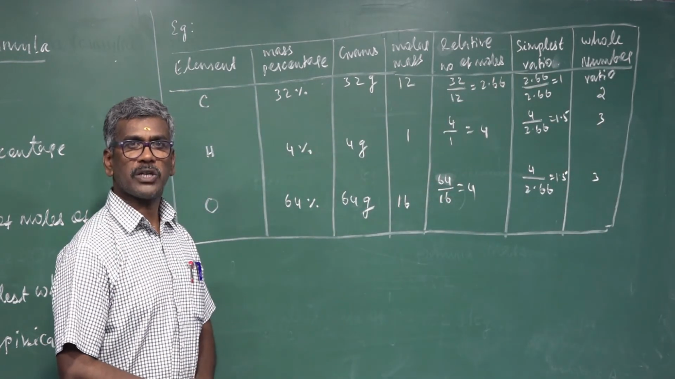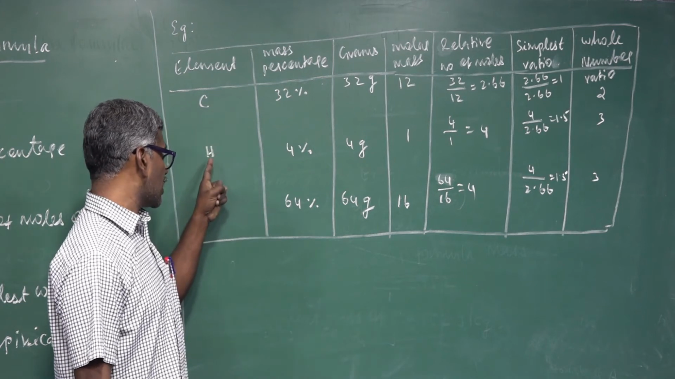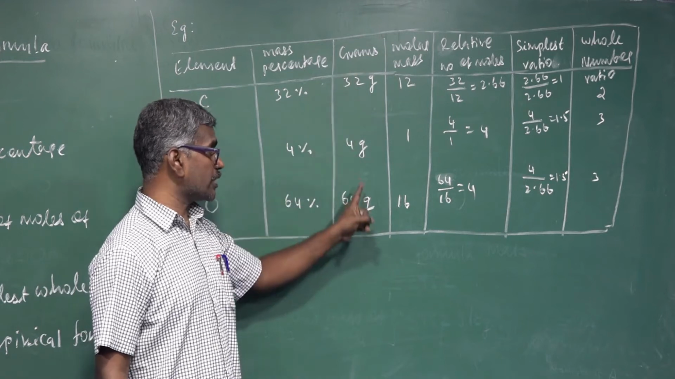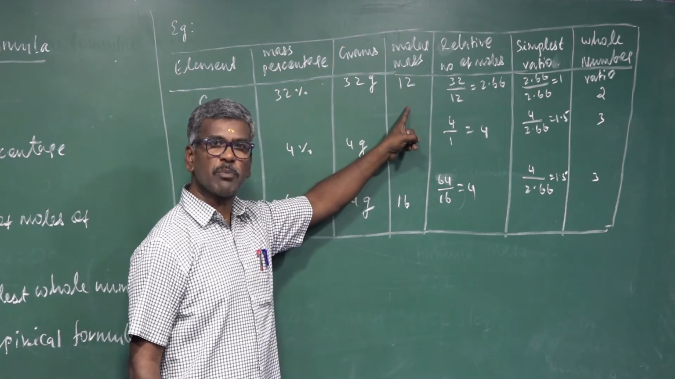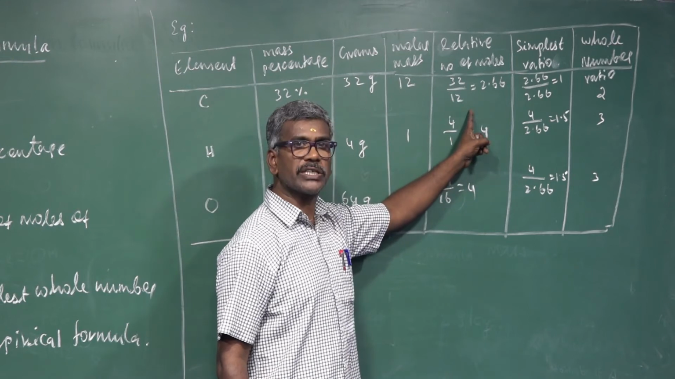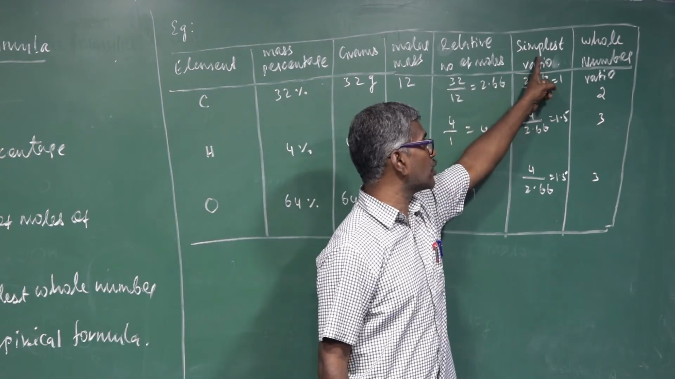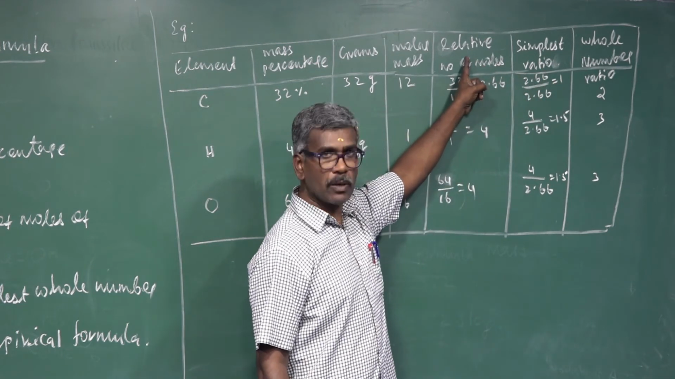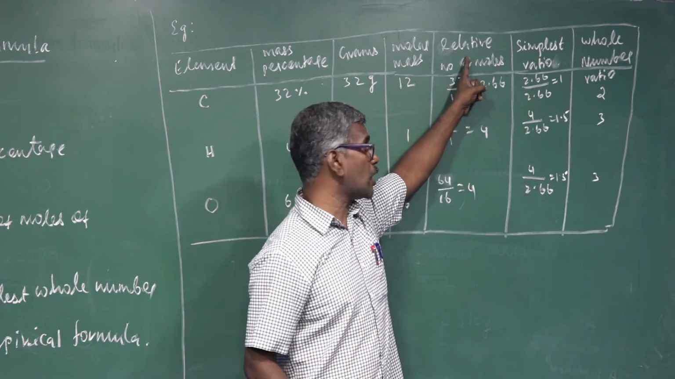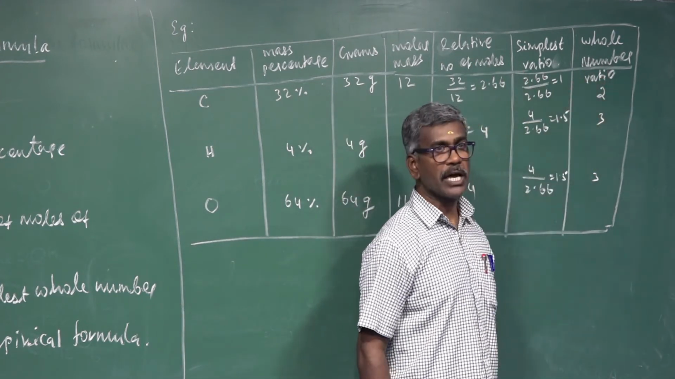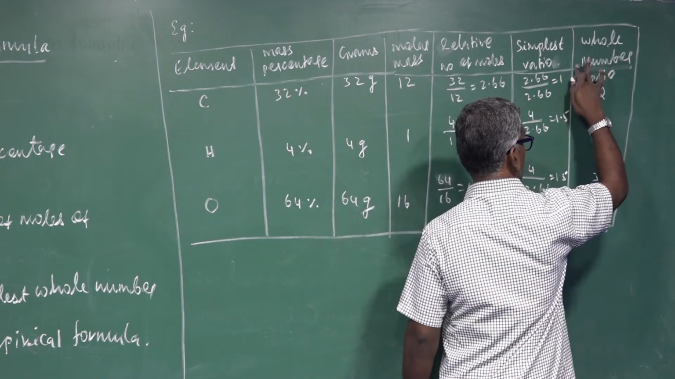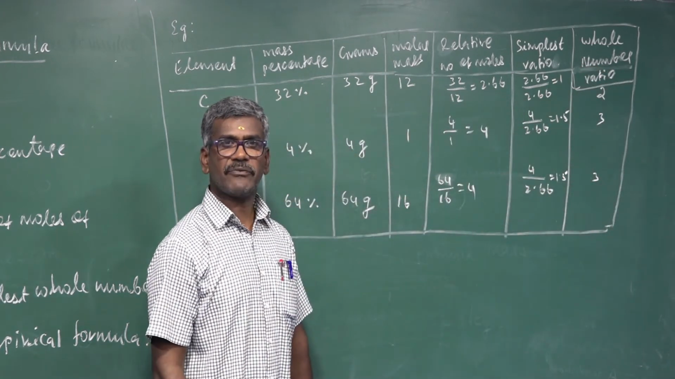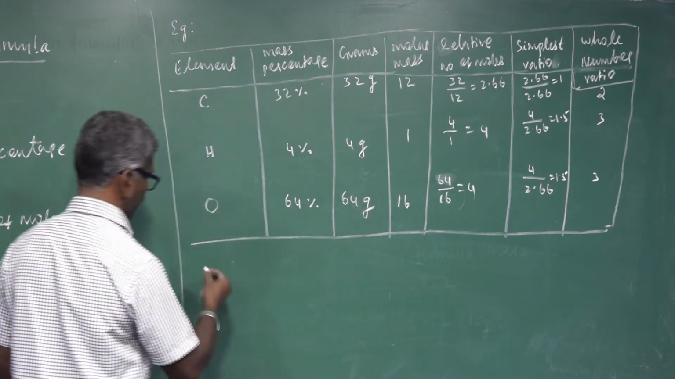Any organic compound containing the elements carbon, hydrogen, oxygen, with mass percentage given: first convert into grams, next find out the molar mass, next calculate the relative number of moles, next find out the simplest ratio. Simplest ratio is obtained by dividing the relative number of moles by the lowest value. Next find out the whole number ratio. By using this, first we have to find out the empirical formula.